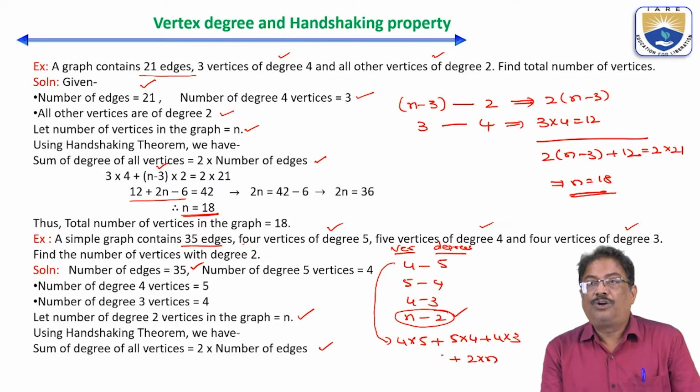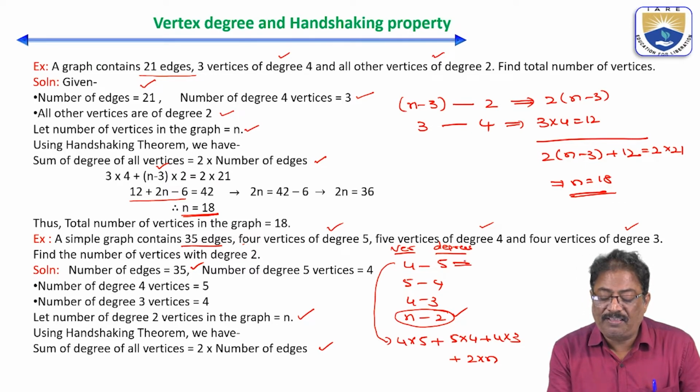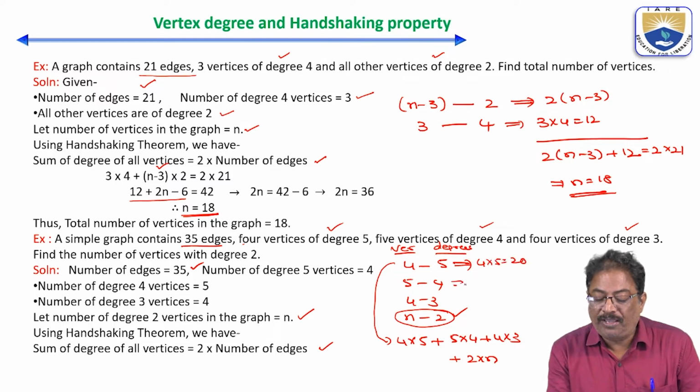This is the total sum of the degrees of vertices. So here, what is this? 4 vertices, the sum is 4 into 5, since each vertex degree is 5. So 20. Here the sum is 5 into 4, which is also 20. And this is 4 into 3, so it is 12.